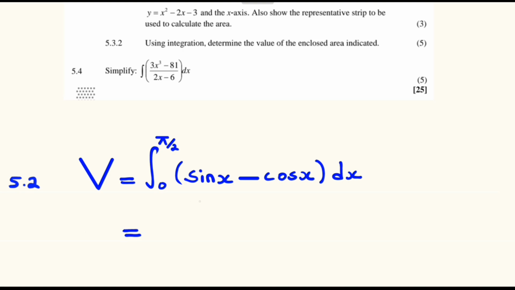So we have the integral of sine x. The integral of sine x is negative cos x, available in the formula sheet in the reverse. The integral minus the integral of cos x, which is sine x. So we have minus and then the integral of cos x. And we have pi divided by 2 as our limit. Pi divided by 2 and 0.